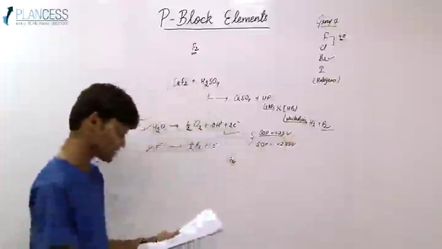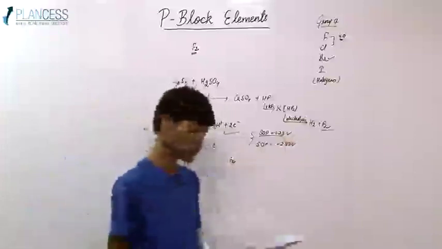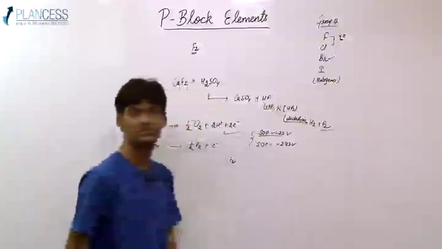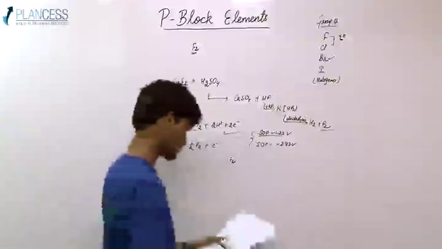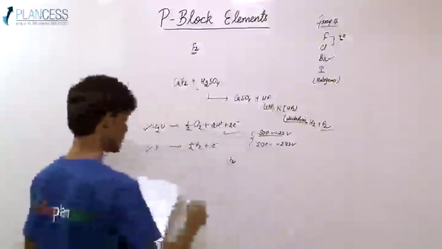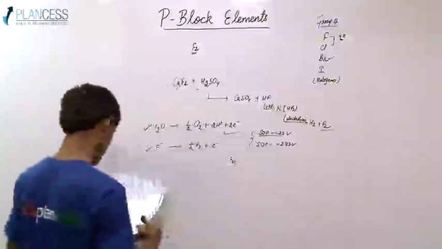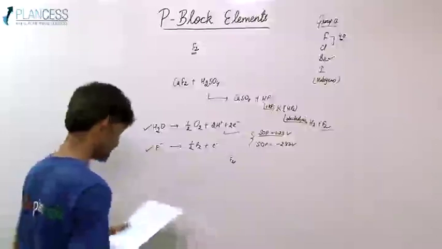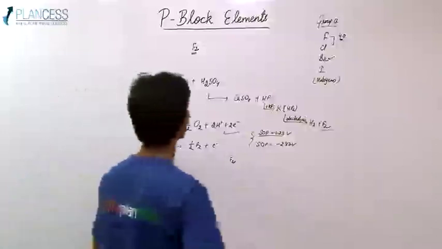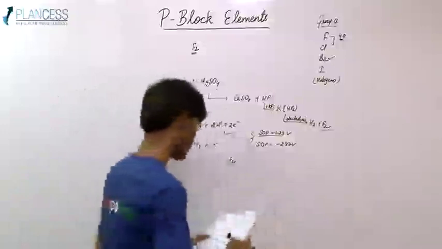Its reactions: H2S reacts with F2 to form SF6 plus 2HF. Its reaction with SiO2 is very important because it attacks glass and forms SiF4. So this was about F2. Now we are talking about Cl2.